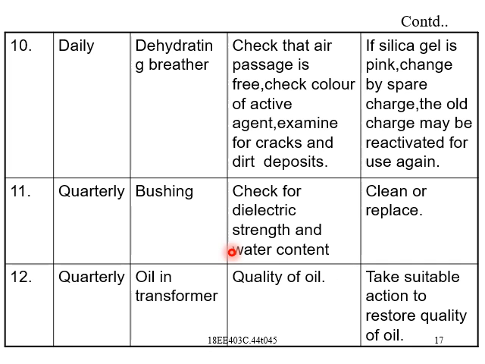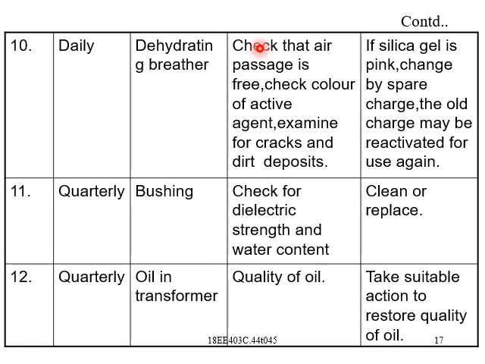Moving on to the next slide, in the continuation, the 10th maintenance is also done daily. The inspection frequency is daily. The item to be inspected is the dehydrating breather, as we have seen in table 1. Check that the air passage is free, and also check the color of the active agent, and examine for cracks and dirt deposits.